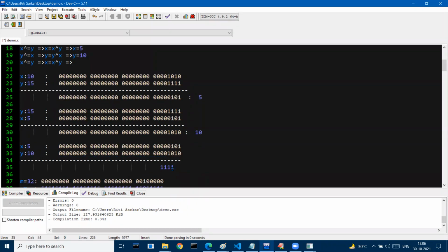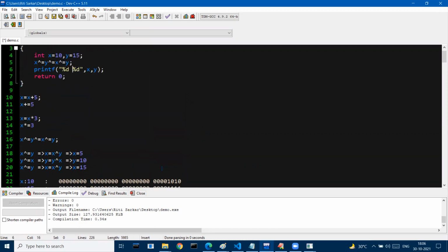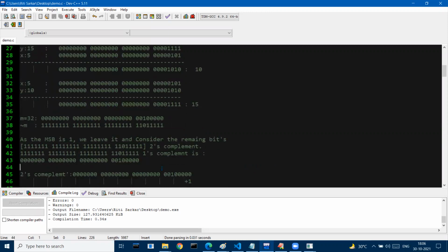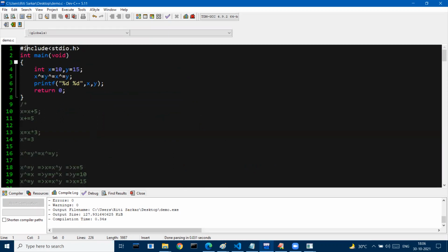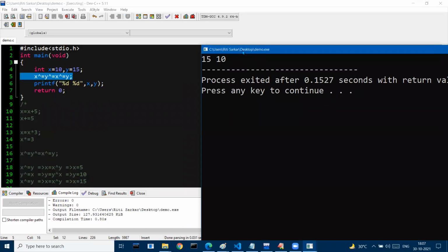You got the answer, guys? What is this? 15. Given to whom? x. Lastly, the x value is 15, and the y value is 10. Initially the x value was 10 and the y value was 15. So ultimately what has happened in this code? Swapping. Execute, compile and run. Okay? 15 and 10. Got swapping or not? Super.